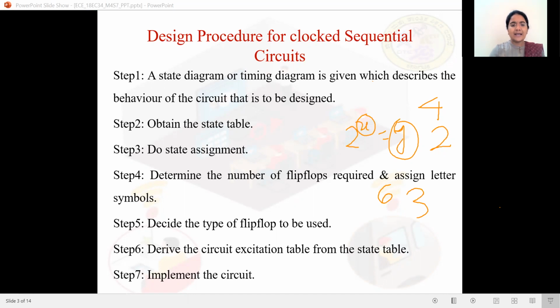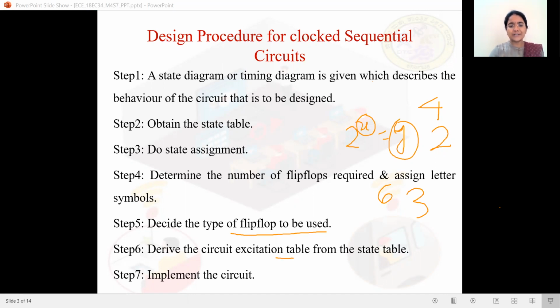And decide the type of flip-flop to be used. If in the problem they mention the type of the flip-flop that we have to use, then we have to use that flip-flop only. If they don't mention, we can use any of the flip-flops.